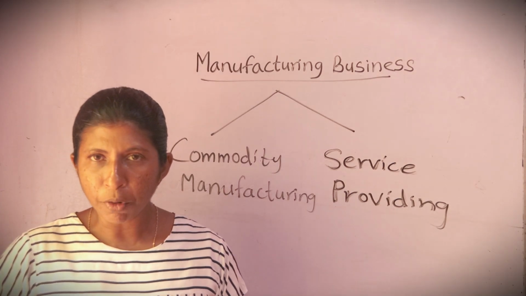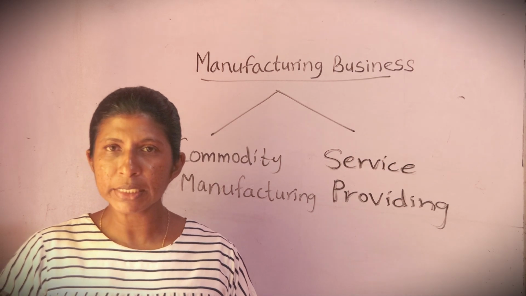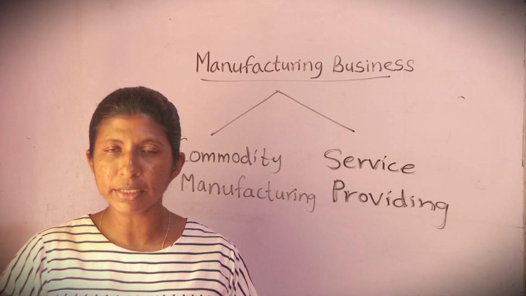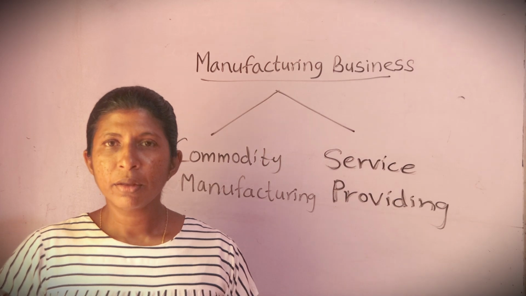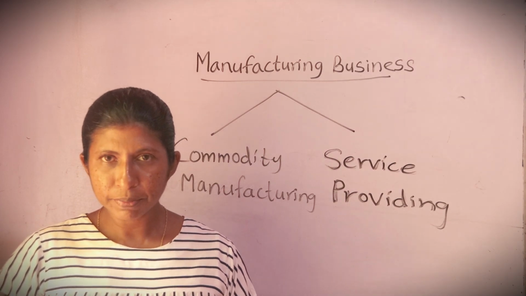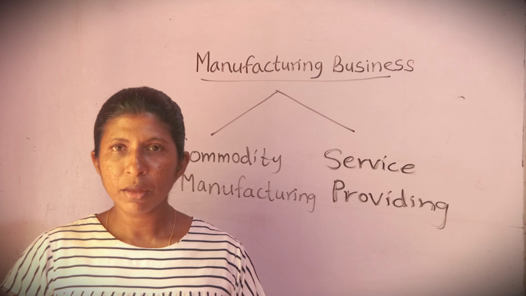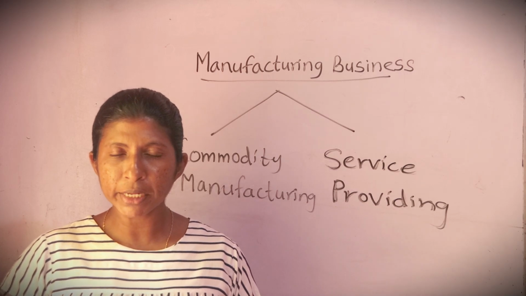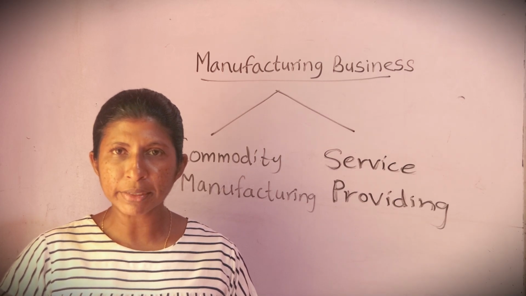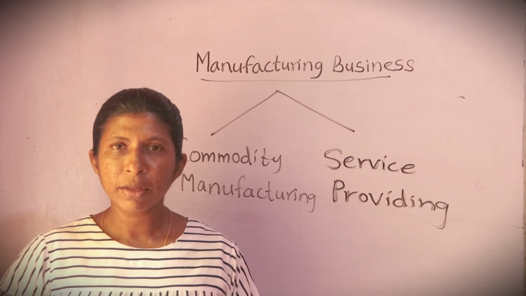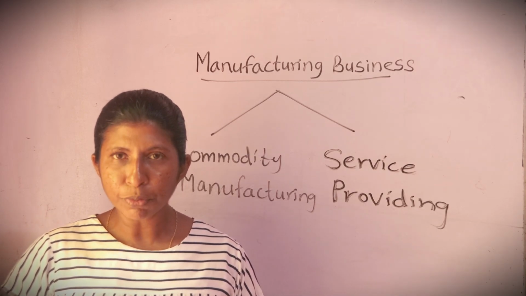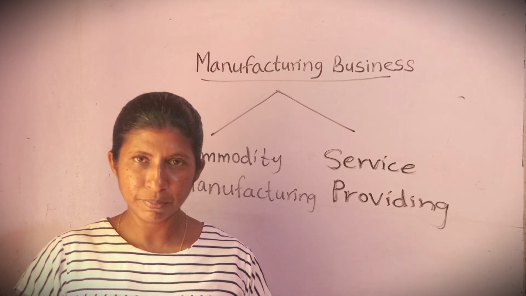Things which are provided by the business which have a physical existence are called commodities. As an example, books, computers, tables, pencils, pens, they are the commodities provided by the business.